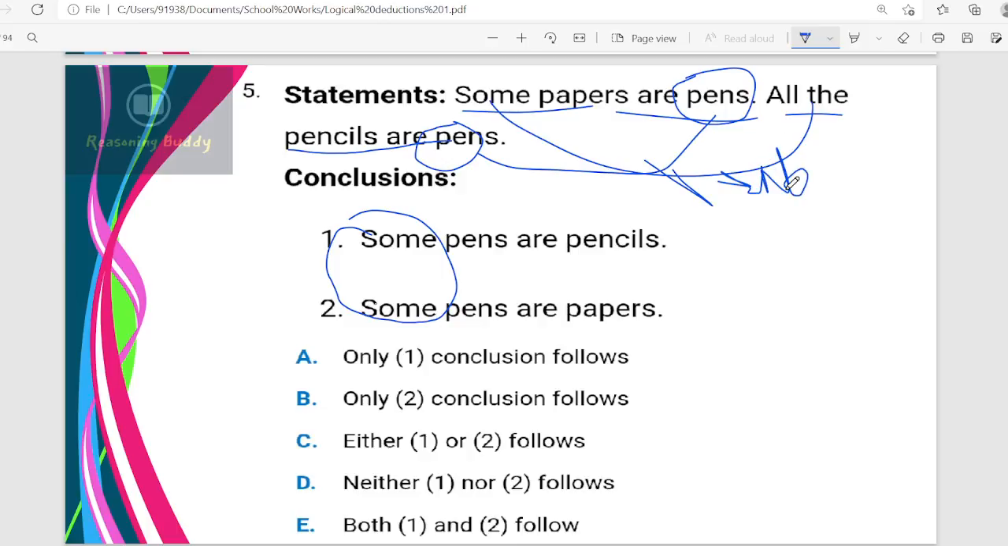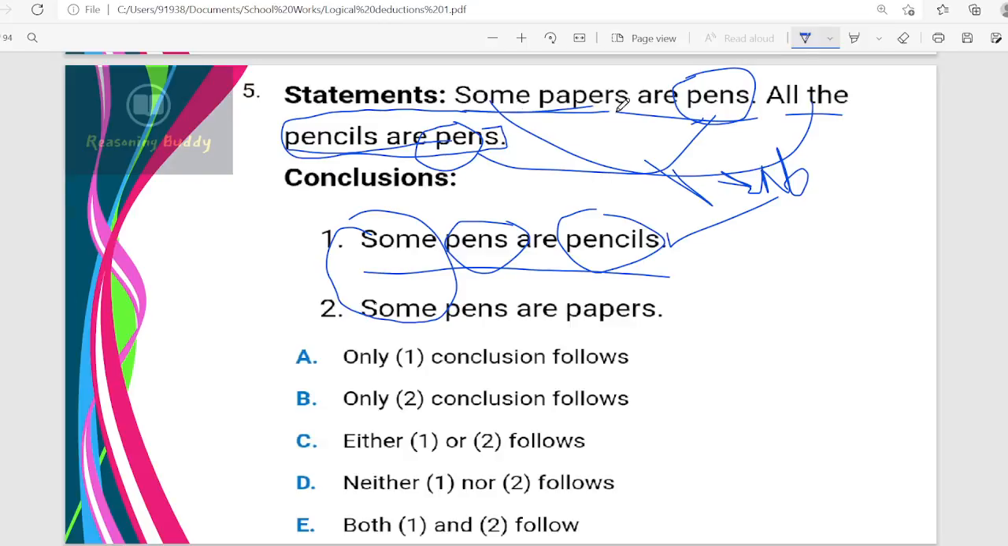So apply, I have told you the theory, right? Apply that same statement method. Some pens are pencils. So are pens and pencils in one statement or not? Yes, pens and pencils are in the same statement, in the second statement, so this is correct. Next, pens and papers. Pens and papers are also in the same statement, so this is also correct. Option E. Both follow.